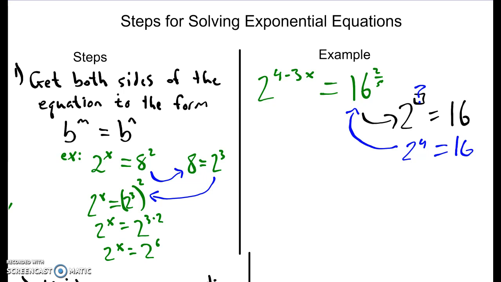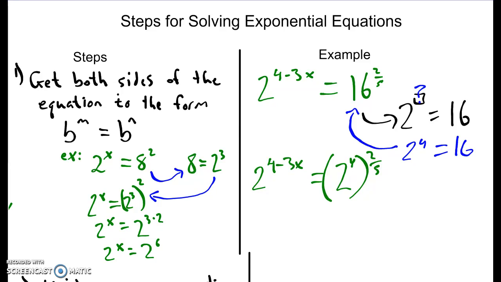So we're going to substitute that in and rewrite the equation. On the left-hand side, we still have 2 to the 4 minus 3x. But on the right, instead of 16 to the 2/5, we have 2 to the fourth subbed in to the 2/5. And I know you're saying, Mr. Dahan, that doesn't actually help me, that's still crazy looking. Fair point. We are going to simplify it a little further because it's still not in the form we want: 2 raised to something equals 2 raised to something.